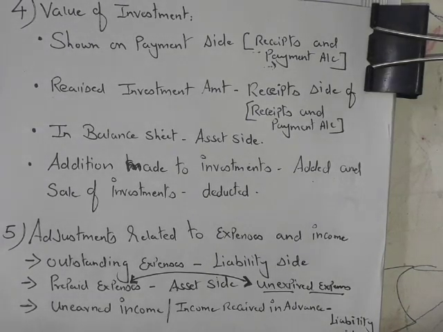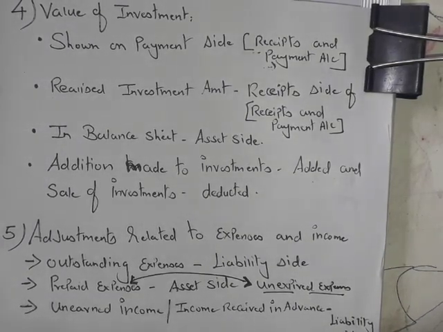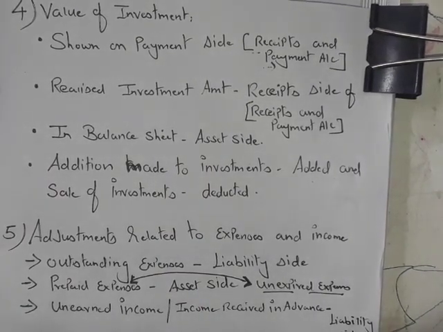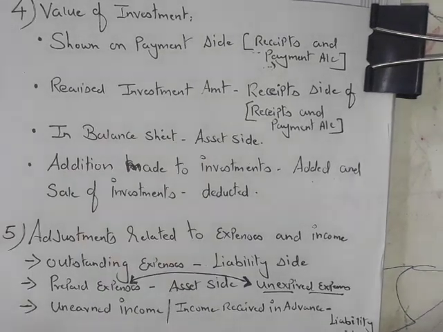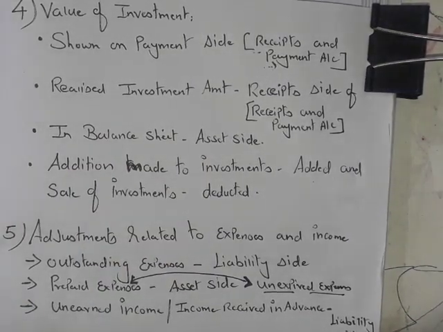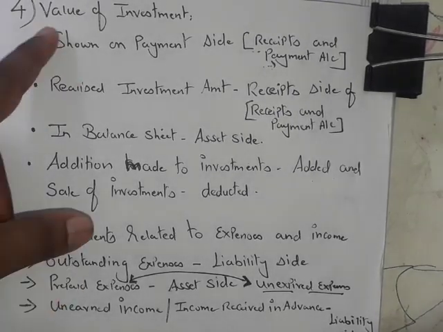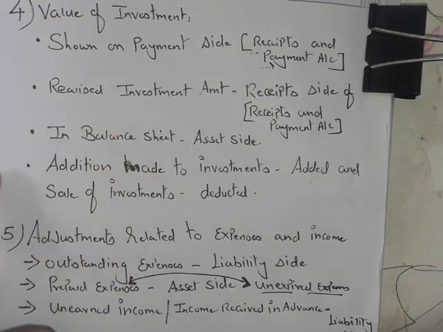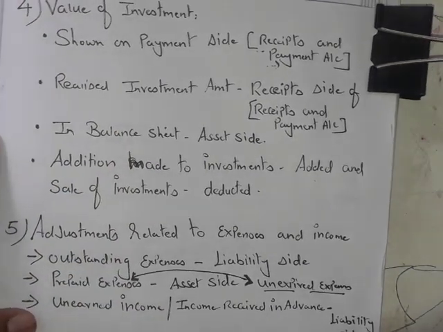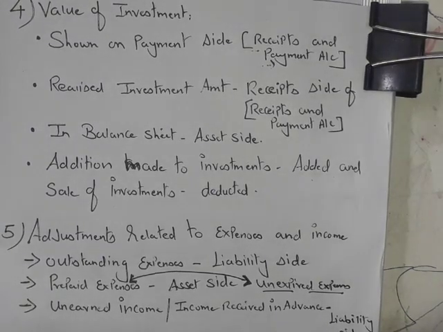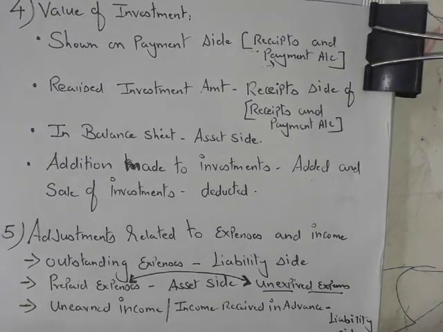The amount of investment will be appearing in our balance sheet. Since investment is an asset, the amount of investment should be shown in the asset side of the balance sheet. So when we deal with investment, make sure whatever the amount that you have invested will be appearing in the asset side of the balance sheet.